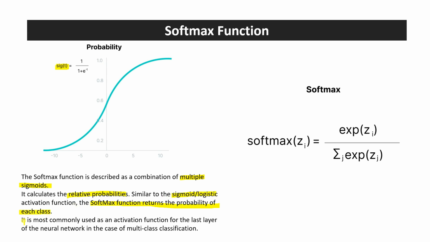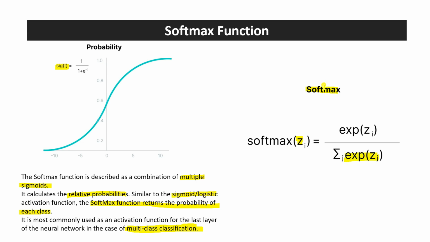Cool. So it is most commonly used as the activation function for the last layer of the neural network in the case of multi-class classification. Yeah, if you have multi-class classification, you can use it because it will give you the probability value for each class. So this is the equation for the softmax, quite simple. We have the exponential of z, and you have the summation of exponential zj. Okay. So now I'm simply going to code out this softmax activation function.